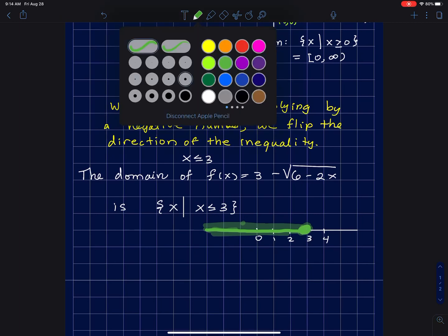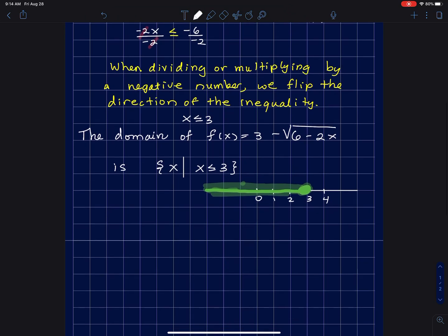When I write this in interval notation, the right endpoint is 3, and because it includes 3, I put this square bracket. There is no endpoint on the left, so we write negative infinity, and when we write negative infinity, we always write the round bracket. And so this is the domain. That's the final answer. I can write domain of f equals this. That's actually our final answer.